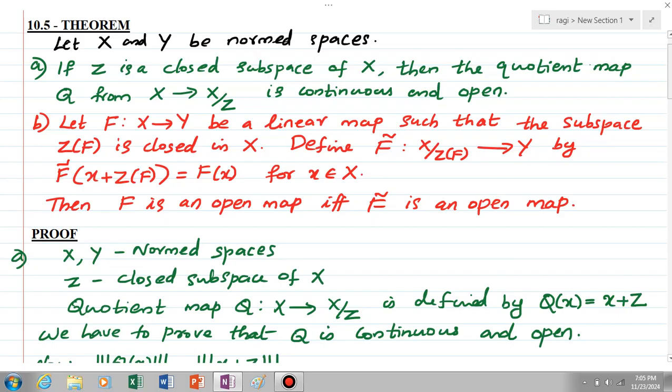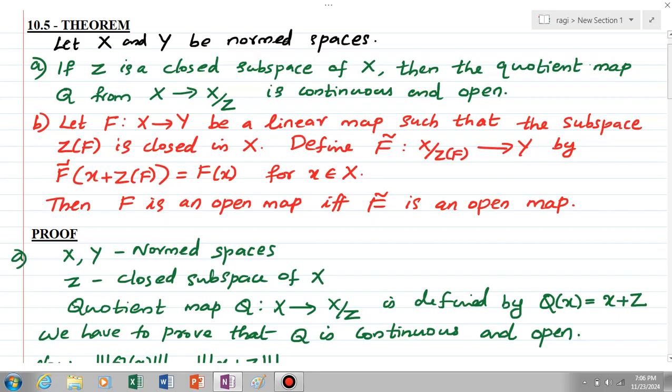Okay, and the second one is: let f from X to Y be a linear map such that the null space Z(f) is closed in capital X. Define f tilde from capital X by Z(f) to Y by f tilde of x plus Z(f) equal to f of x for x an element of X. Then f is an open map if and only if f tilde is an open map. Okay, so we will look at the proof.